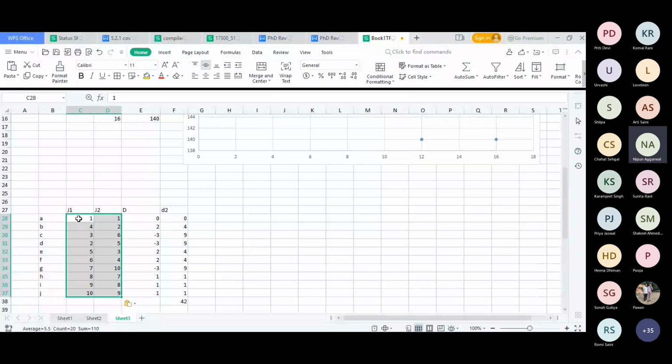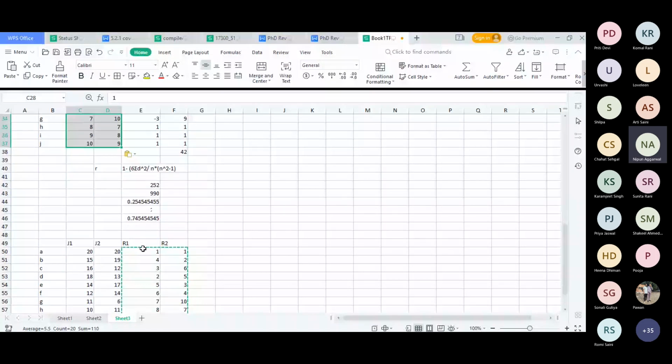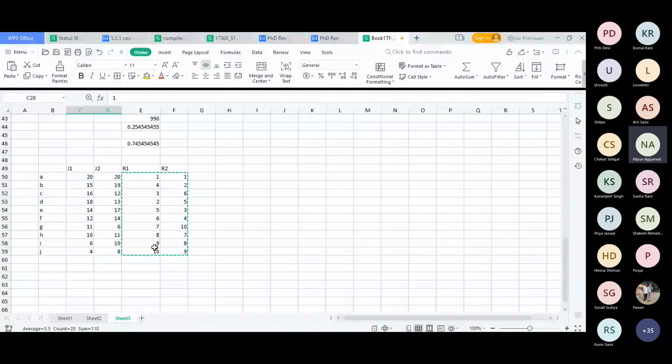So it will give me a positive correlation of 0.745. So 0.745 shows that they have a high positive correlation between the two judges. But the condition is we have to first convert our data into ranks. Then only can we calculate the Spearman rank correlation. Without converting into ranks, we cannot find the Spearman rank correlation of the data.